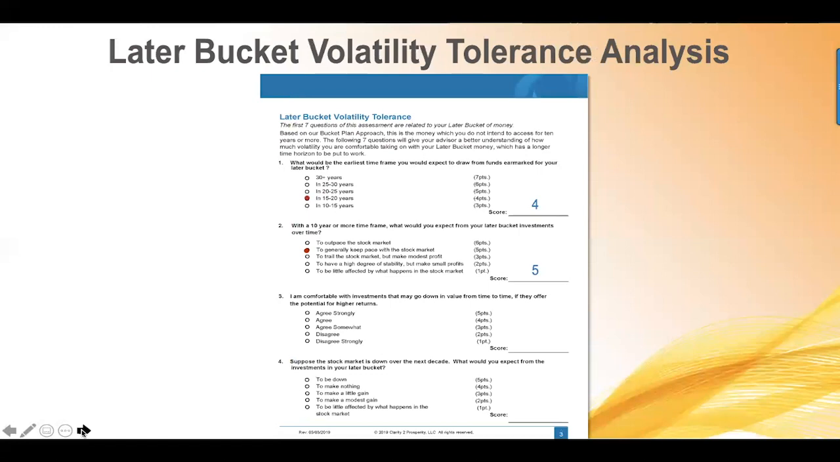Number 3: I'm comfortable with investments that may go down in value from time to time if they offer the potential for higher returns. How would you answer that question? I guess we would agree somewhat on that. At the point where we're at in life, hopefully 3 years out from retirement, worst case maybe 5, I'd say we agree somewhat. What do you think, Casey?